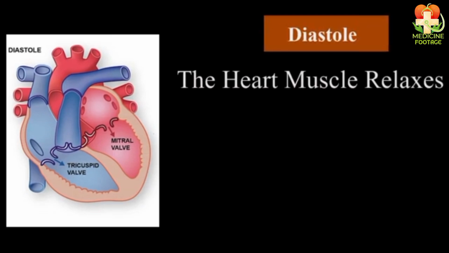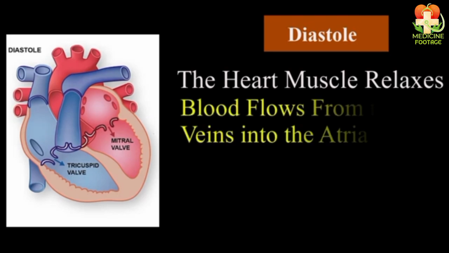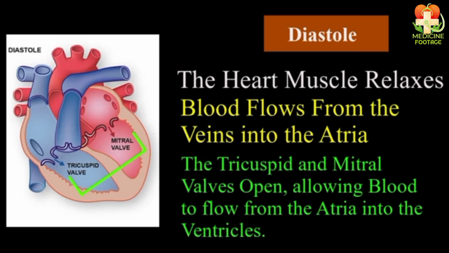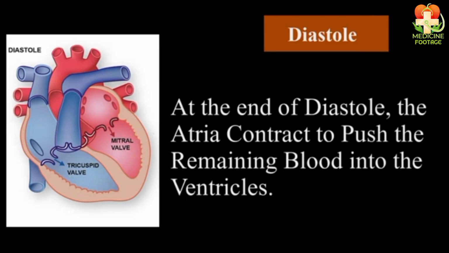During this phase, the heart muscles relax. As soon as the muscles relax, blood flows through the veins and fills the atria, entering both the right and left atria. When blood fills the atria, the mitral valve and tricuspid valve open as seen in the image. As soon as these valves open, blood flows from the atria into the ventricles.